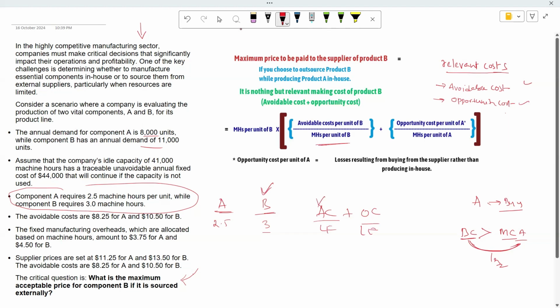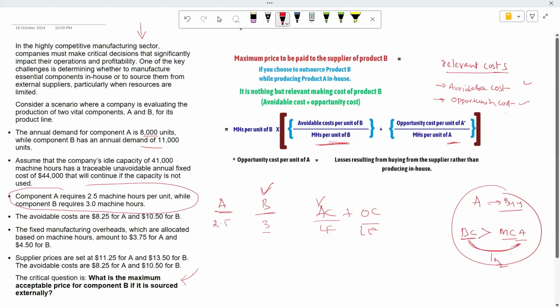For this avoidable cost of component B, you need to take the machine hours of B. The opportunity cost relates to the difference between the supplier cost of component A and the in-house making cost for product A. That difference is lost. We have lost because the buying cost is more and in-house manufacturing is less. Because by selecting product B, compulsorily we have to manufacture it, so we are not manufacturing product A. Because of that, we are buying from an outside supplier, and the outside supplier is charging more. So the difference between these two is lost money, and that is the opportunity cost, right?